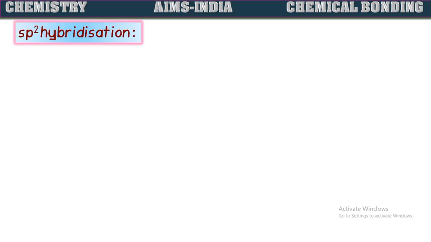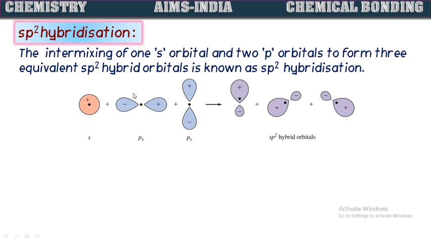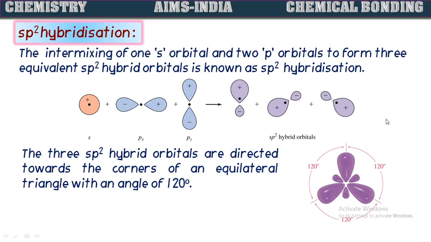sp2 hybridization. The intermixing of one s orbital and two p orbitals to form three equivalent sp2 hybrid orbitals is known as sp2 hybridization. So here in this sp2 hybridization, one s orbital and two p orbitals intermix with each other to form three equal energy sp2 hybrid orbitals. The three sp2 hybrid orbitals are directed towards the corners of an equilateral triangle with an angle of 120 degrees.